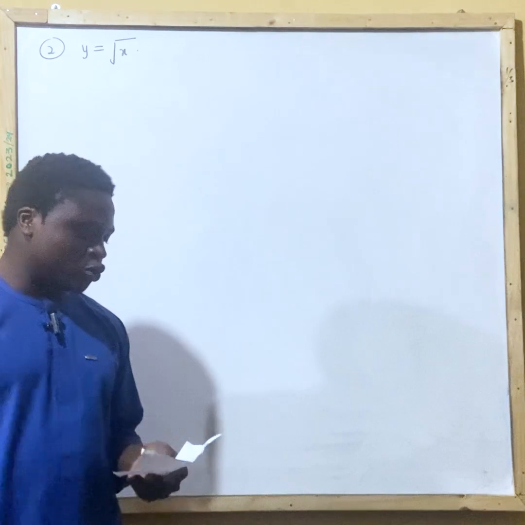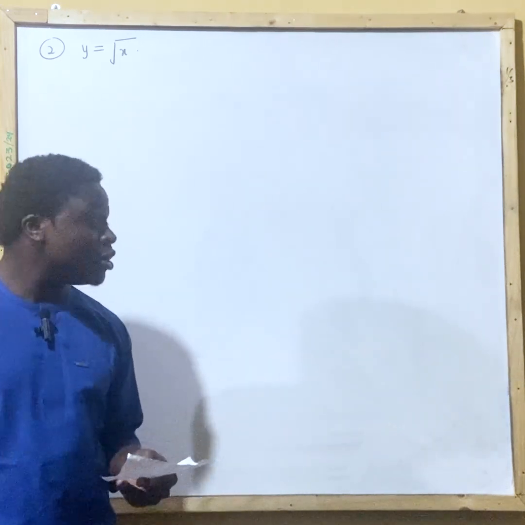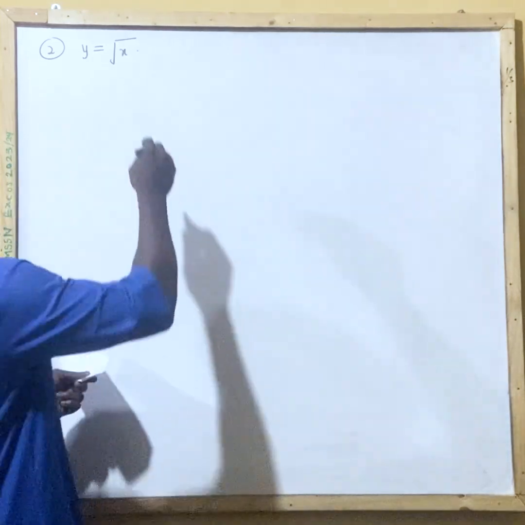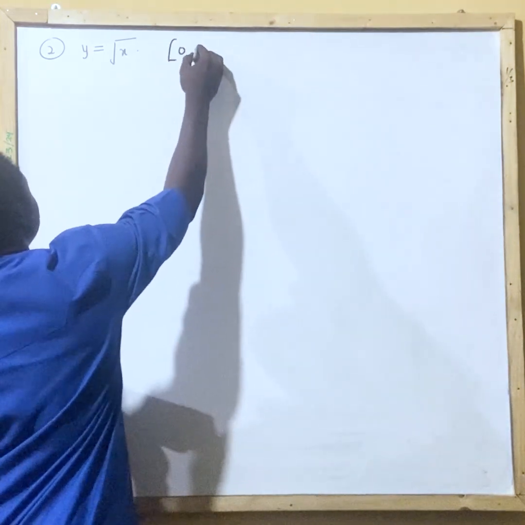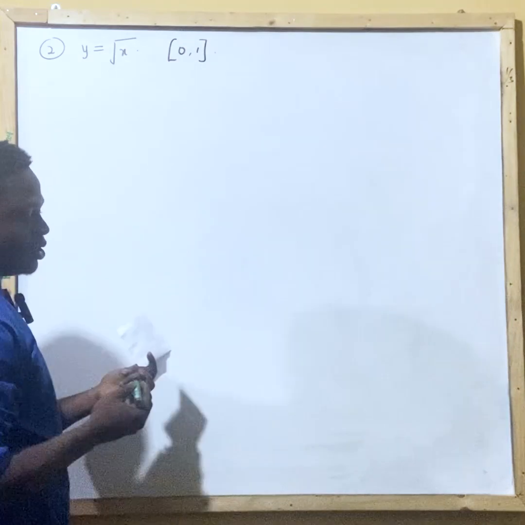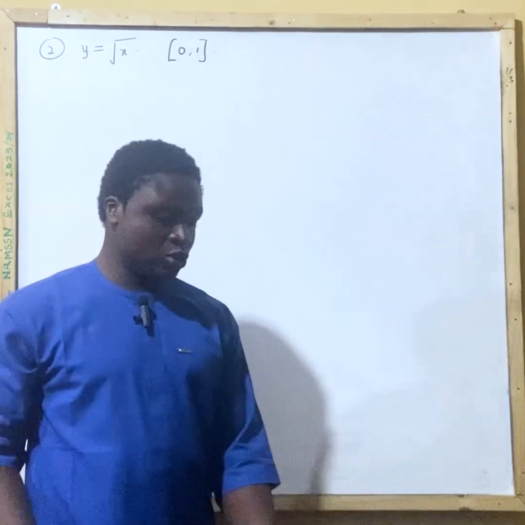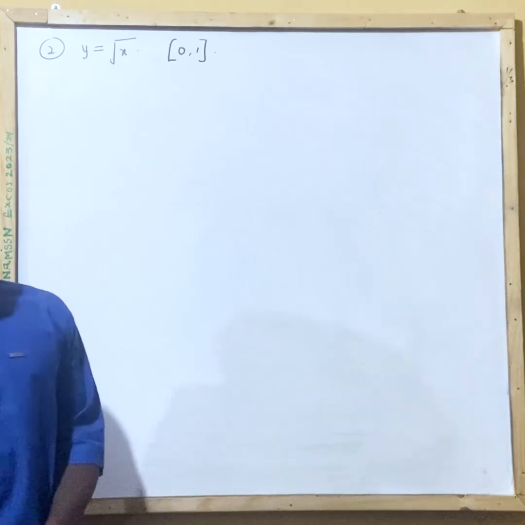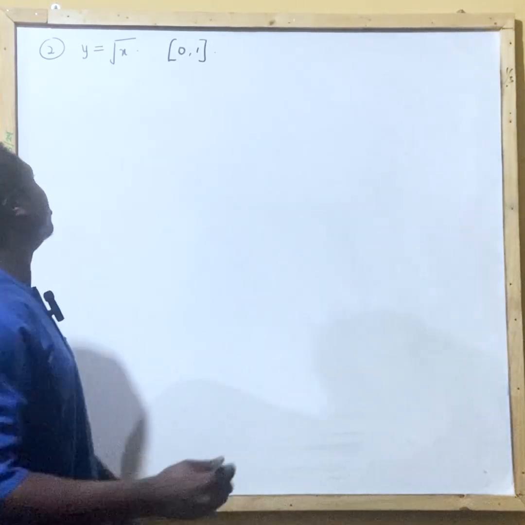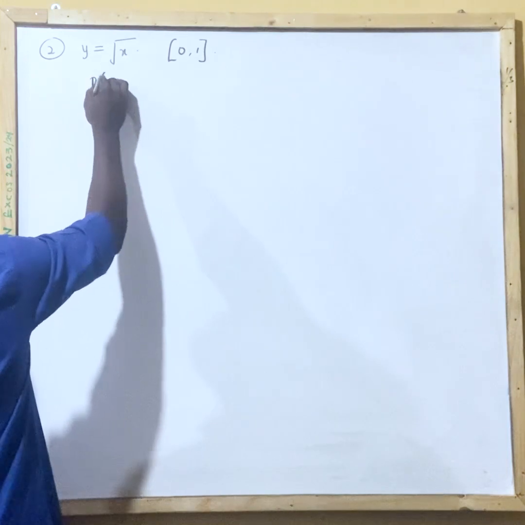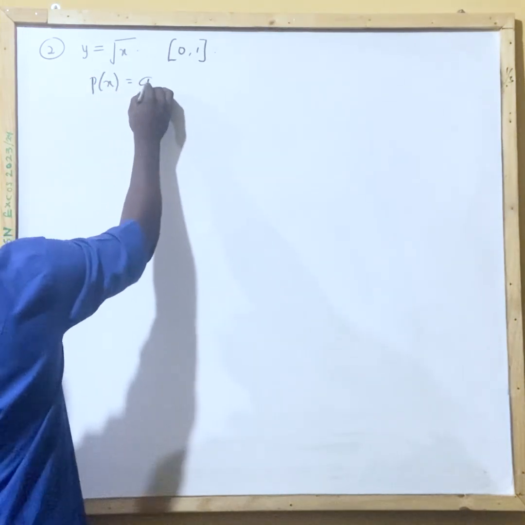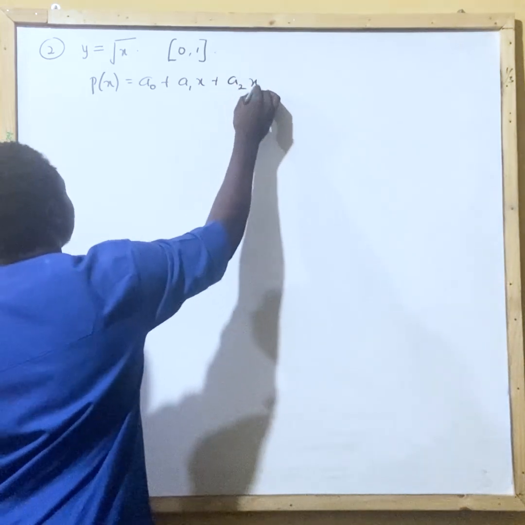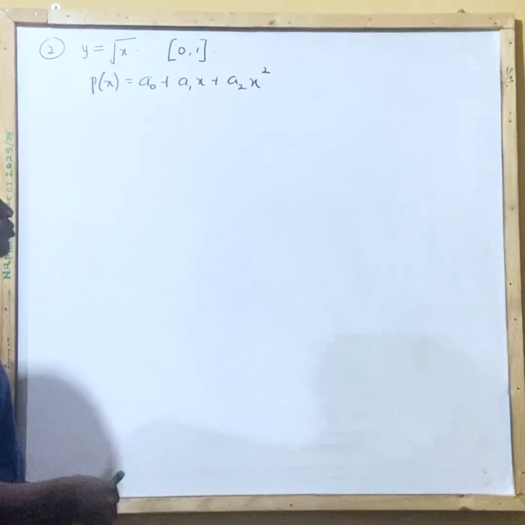Question 2 says we should construct a least square quadratic approximation for this function over the interval 0 to 1. Of course, whenever we have a question like this, it is continuous. Since we are dealing with a quadratic approximation, we should say that the approximation p of x should be a naught plus a1x plus a2x squared. So this is quadratic.